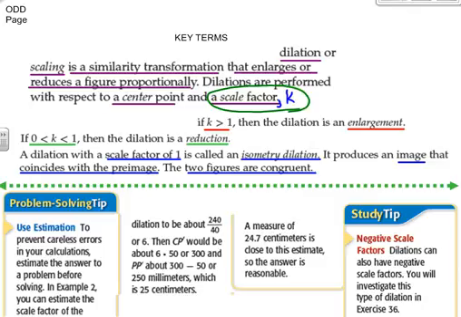Then you'll also notice here that if K is greater than 1, the dilation is an enlargement, and we're familiar with that. And if 0 is less than K, which is less than 1, then the dilation is a reduction. Often that's a fraction that is less than 1. If the dilation has a scale factor of 1, it's called an isometry dilation, and it produces an image that coincides with the pre-image, and the figures are congruent. Very seldom do we see this in our work. It is just something I want you to know. Again, if you need more time for the key terms, you can pause this recording. Otherwise, I'm going to go on to the next slide.